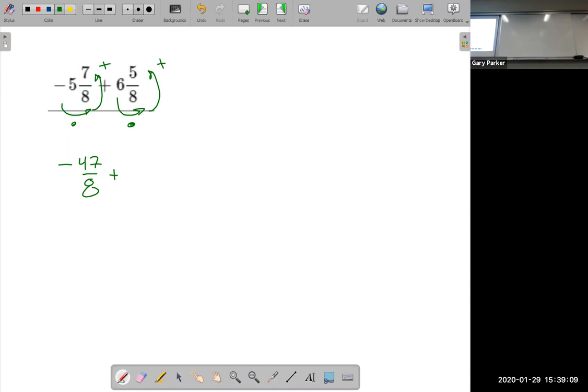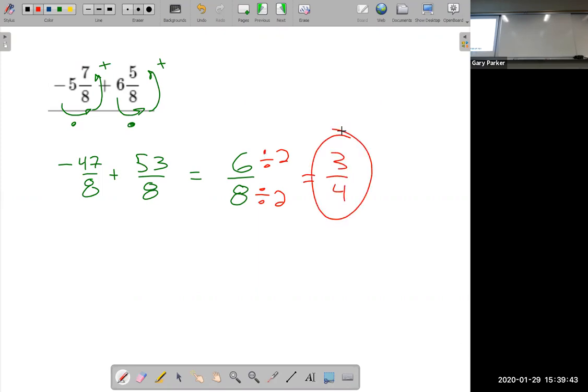That's all right? 53 eighths. Hey, these have the same denominator. That makes it kind of nice. So all I have to do now is figure out what's negative 47 plus 53, and I'm pretty sure that's 6. So the answer here should be 6/8. But we are good students of fractions, and we'll probably decide to reduce this by dividing by 2, top and bottom. And so that would be 3/4. Seems like a good answer here.